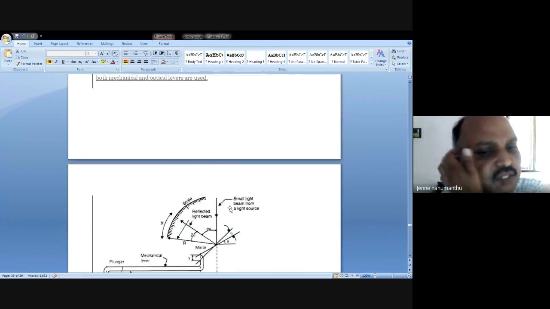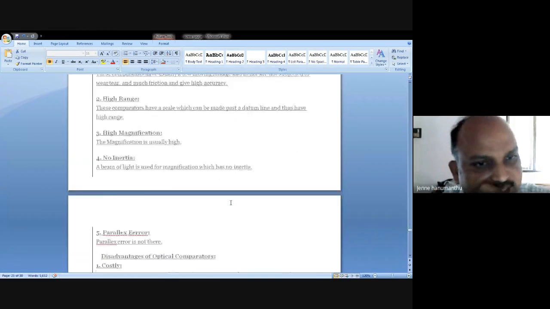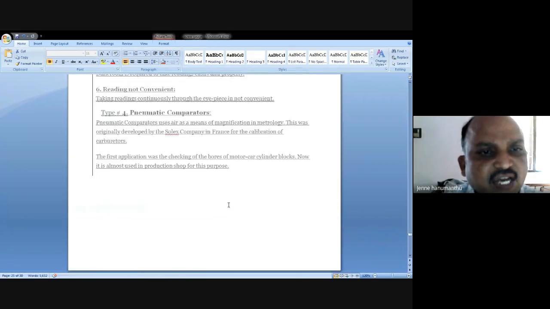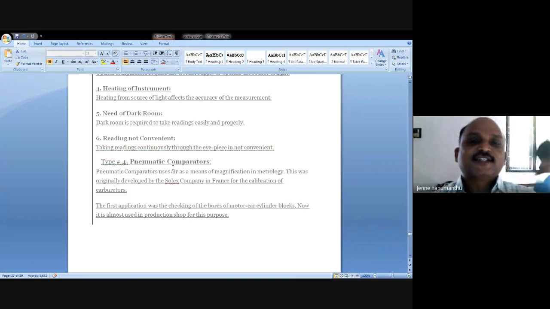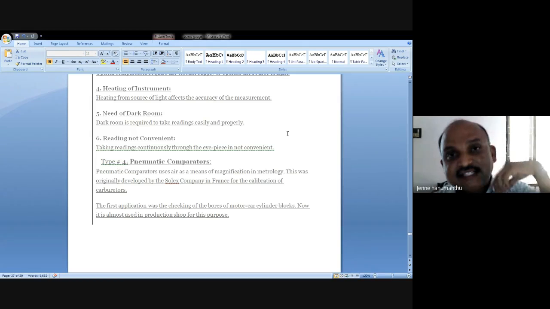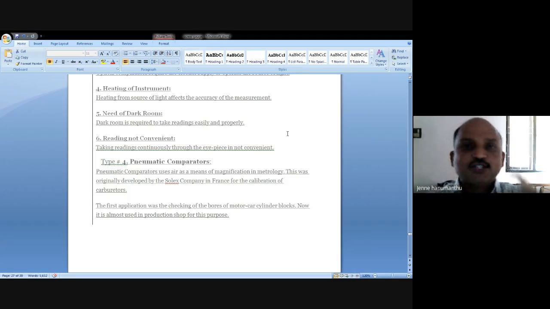Next one, lastly, pneumatic comparators. So what is pneumatic? It is the other technique. In the first case, we are using a mechanical dial. In the second case, we are using LVDT, which converts motion into electrical signals, so the electrical concept. In the third case, we are converting the dimensions into light signal, light deviations. So optical.